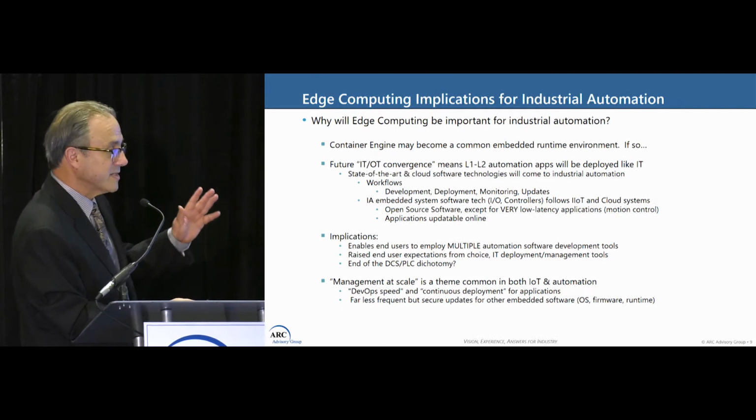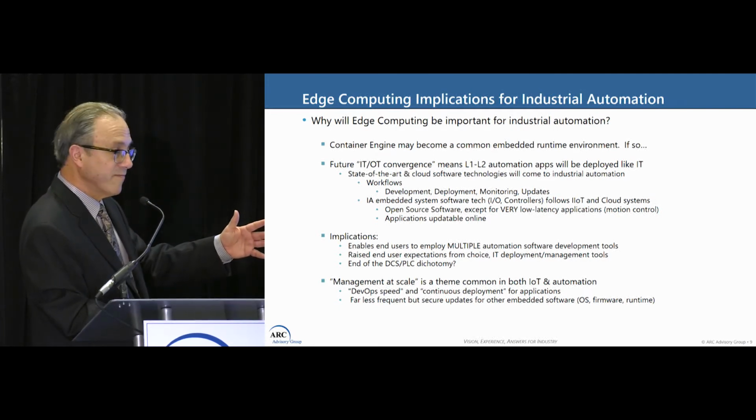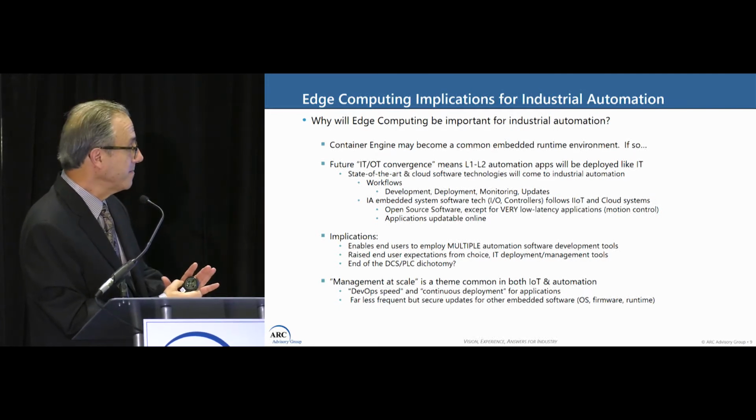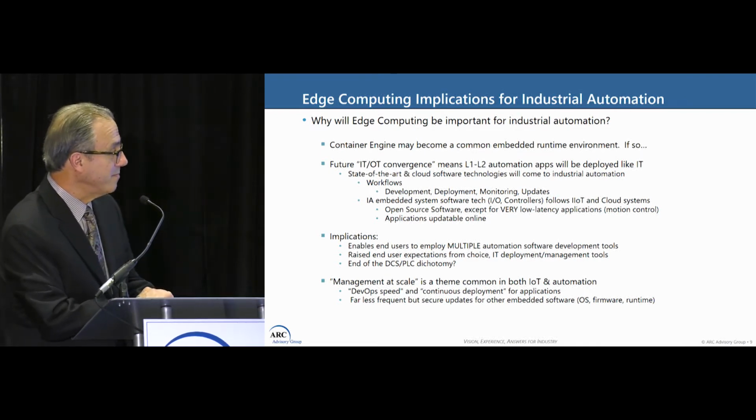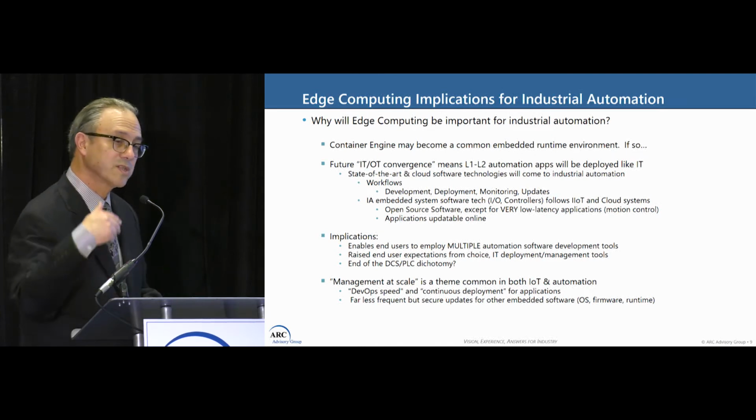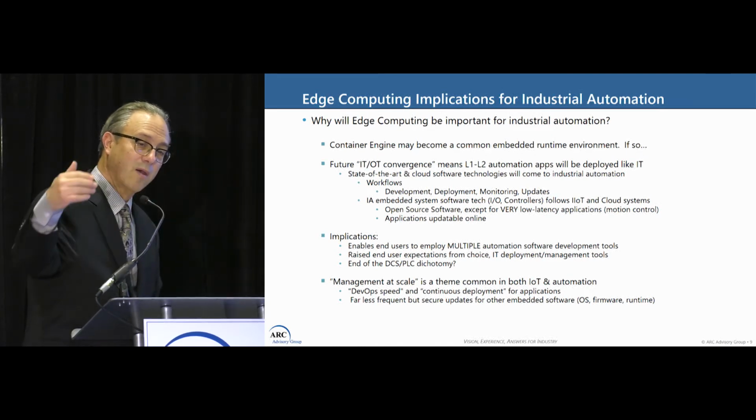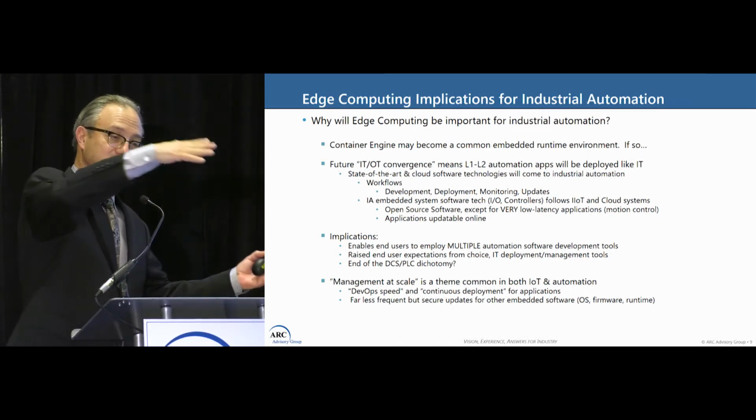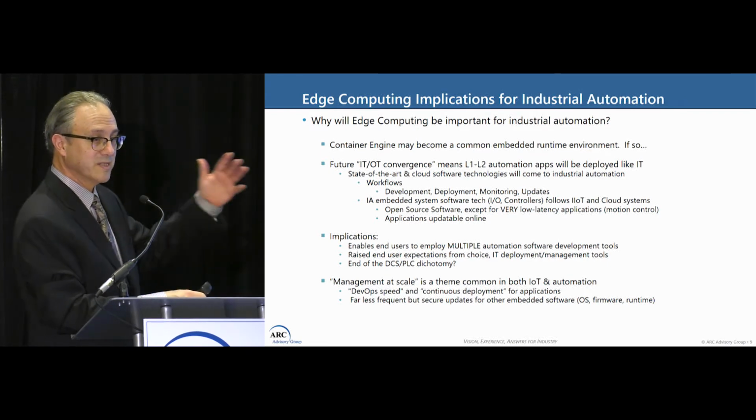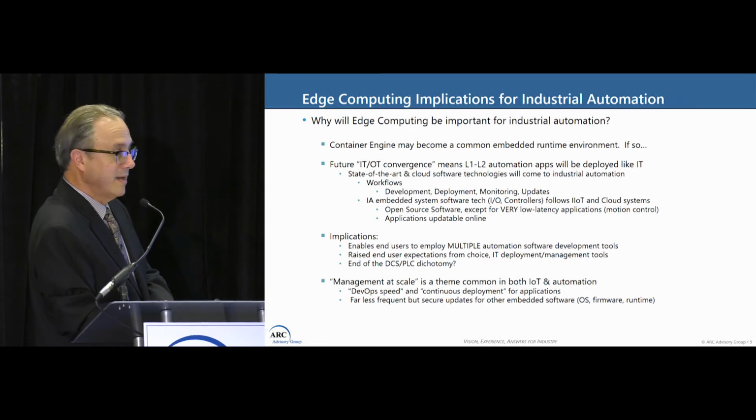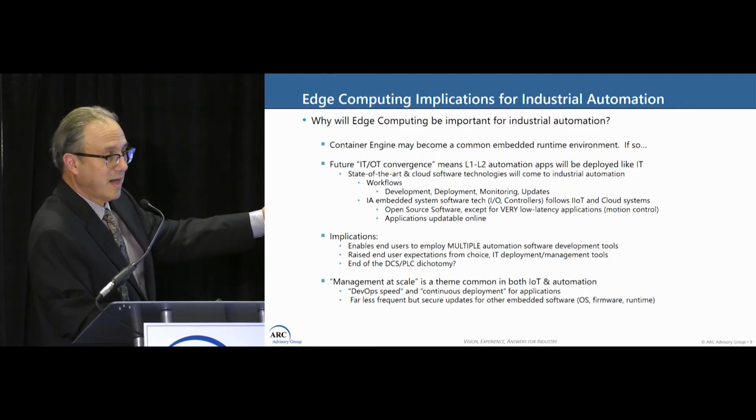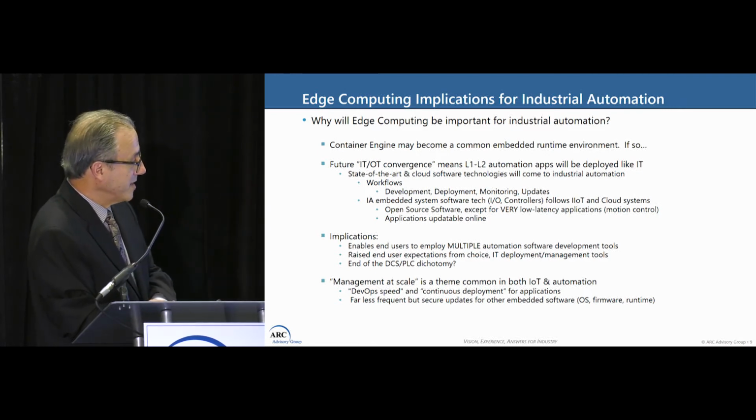So what that means is that the development workflows will be different. They'll be much more like IT. And the industrial automation embedded system technology will start to follow the cloud development path. And like those fish eating each other, eventually what's today an embedded controller will become an application that gets pushed out to a device on the edge of either an IoT network or an automation network.